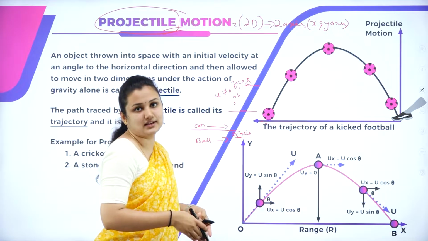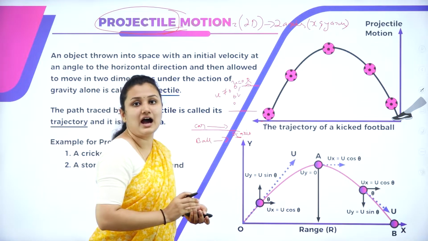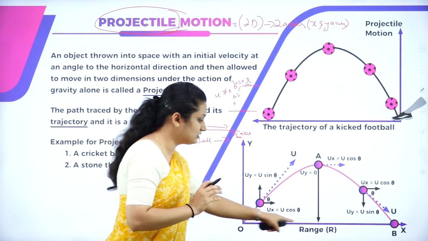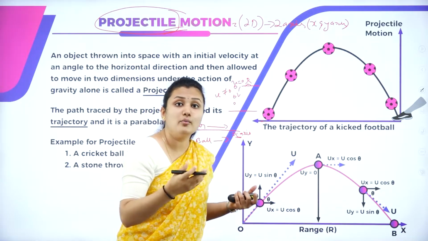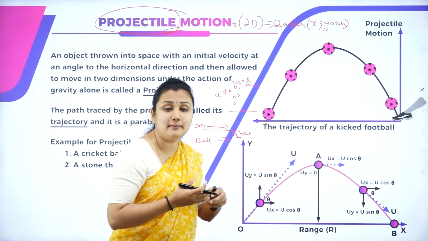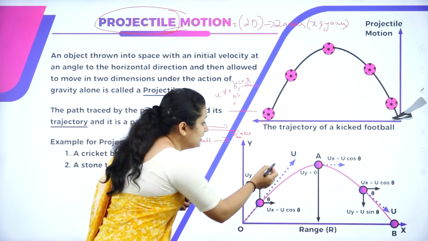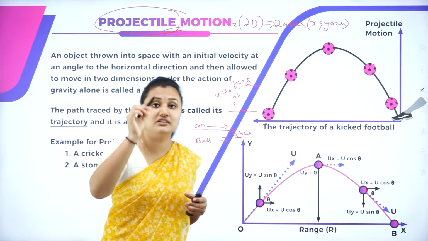This is my x-axis, and I will throw a ball. I am standing on the horizontal axis. To throw a ball, what do I need? I need to apply some initial velocity u.